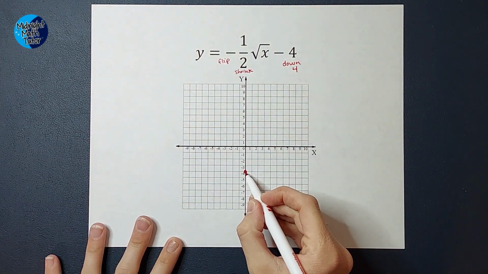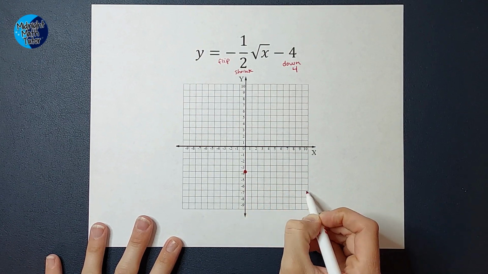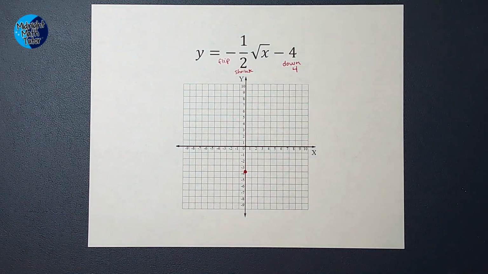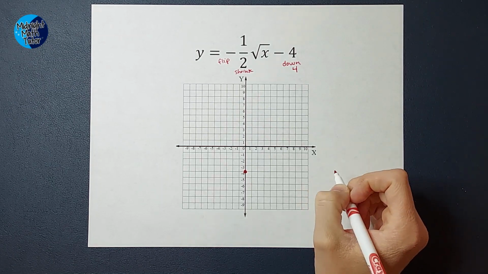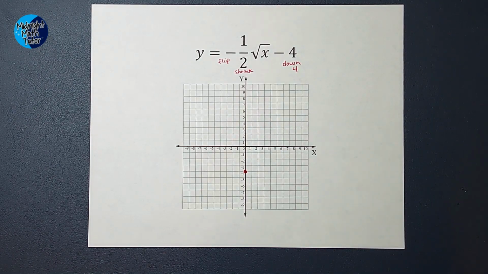So you draw like a little graph that goes like that, right? And then you might make a little note on the side that says there is a vertical shrink by a factor of 1/2, okay? And maybe your teacher just wants to know that you know that. If that's the case, go ahead and do that.